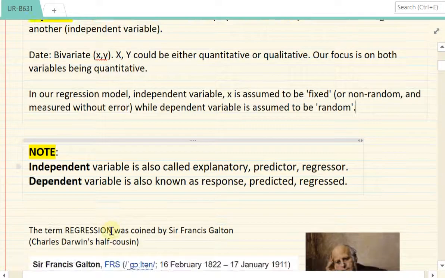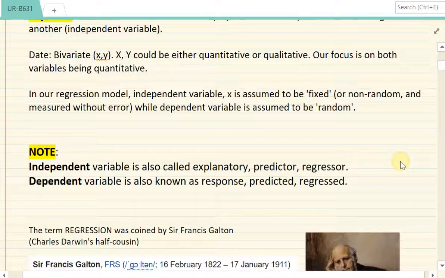Now, these are other names that independent variables are known by. They're also called explanatory variables, predictor, or a regressor, while the dependent variable is known as response, predicted, and regressed. So I guess for those who call x a regressor, the same folks call y regressed. If you call x predictor, then y would be predicted, and these kind of go together.